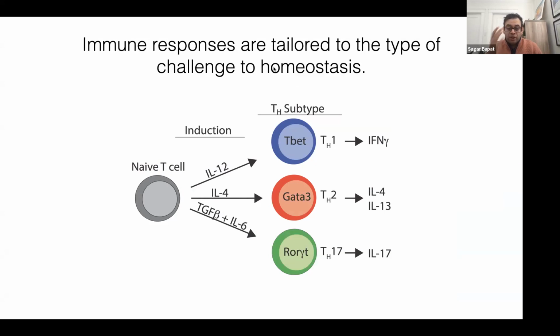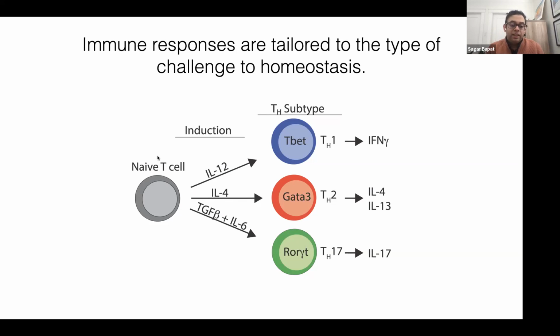And one thing to note about the immune system is that not all immune responses are the same. In fact, with earlier study from scientists in the last couple of decades, it's become well appreciated that the immune responses are tailored to the type of challenge to homeostasis. And so what I mean by that is, first, there are different types of immune responses. And I'm keeping this very simple by focusing only on one cell type. Every immunologist probably has their own favorite cell type. I'm going to focus on the helper T cell, which is a type of CD4 positive T cell.